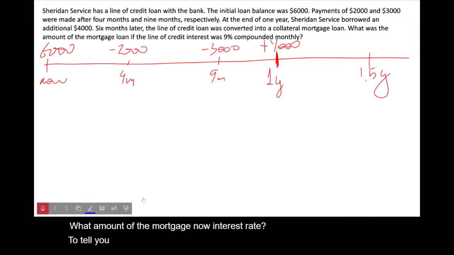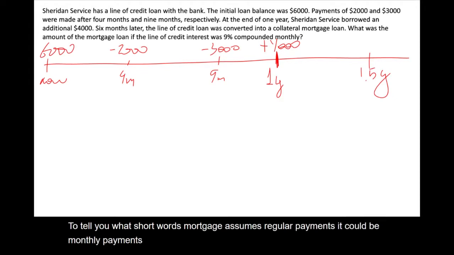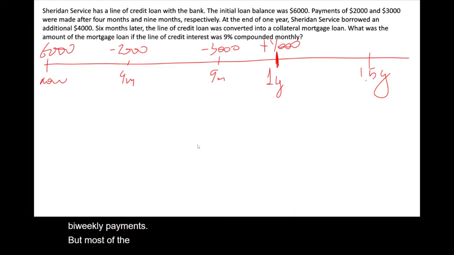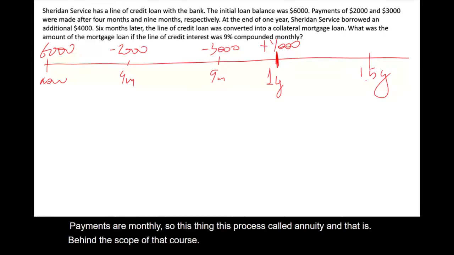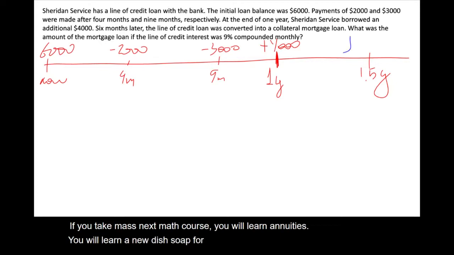To tell you in short words, a mortgage assumes regular payments. It could be monthly payments or quarterly payments, but mostly monthly payments or bi-weekly payments. But most of the time, payments are monthly. This process is called an annuity, and that is beyond the scope of this course. If you take the next math course, you will learn annuities. So for now, for the mortgage, what I have is J12, 9%.